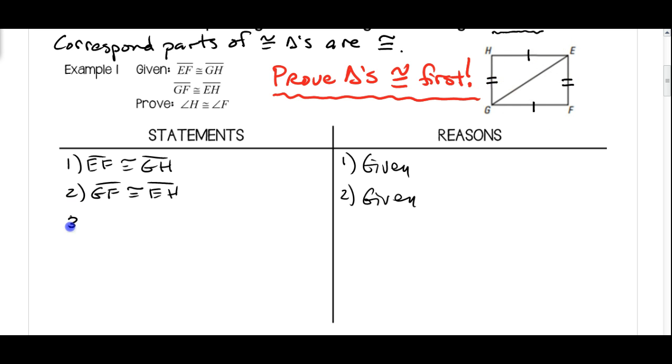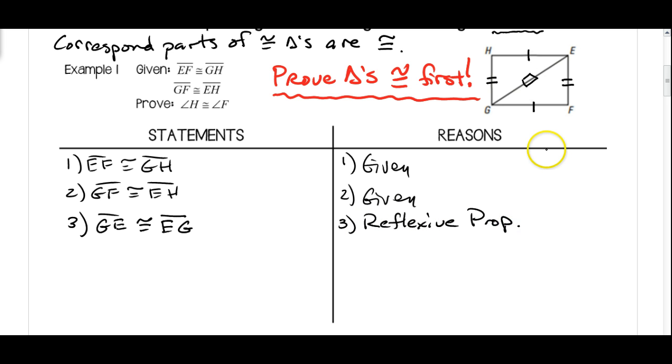So I've got step 3. I can see that I can use this reflexive side down the middle. So I've got that GE is congruent to, and in this case it's going to be EG because I've got to rotate one triangle around to get it on top of the other. And that's the reflexive property.